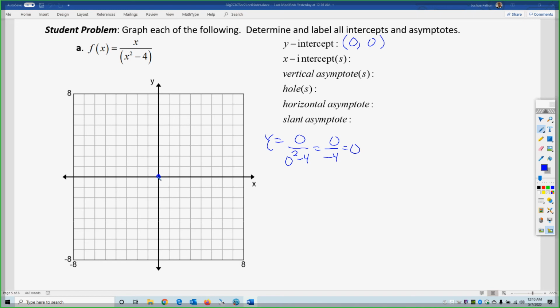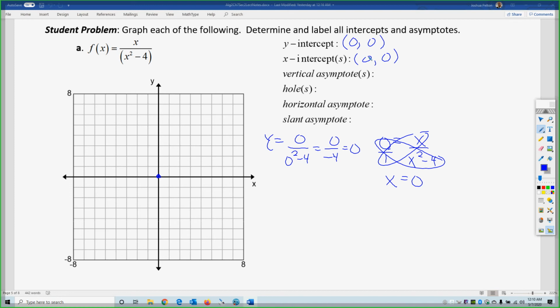Okay, so next one, x-intercept. By definition, your y must be 0. So y equals, I'm sorry, that's wrong. y was 0, I just said that. It's x-intercept. 0 equals x over x squared minus 4. I'll do that over 1 so I can cross multiply. So this way I get x, and this way I get 0 when I multiply, which makes sense. The x-intercept and the y-intercept are the origin.